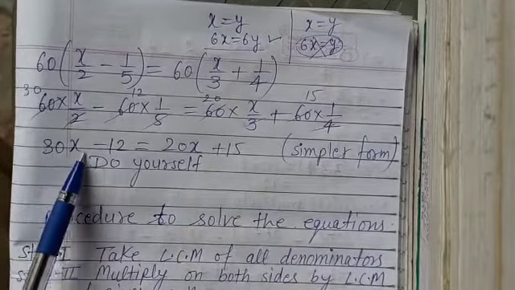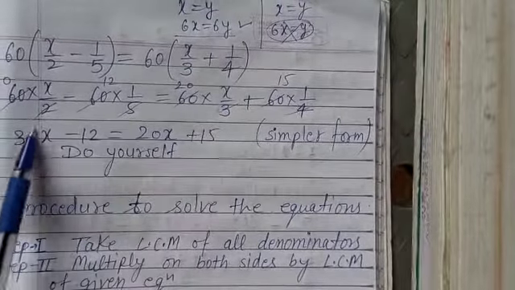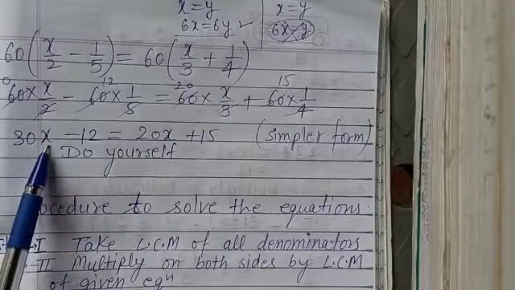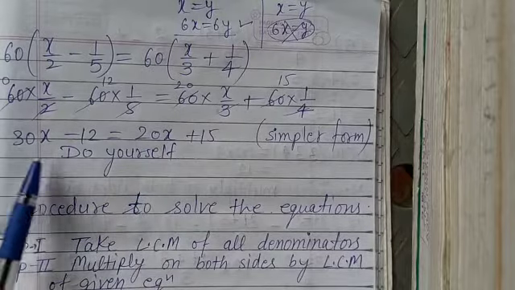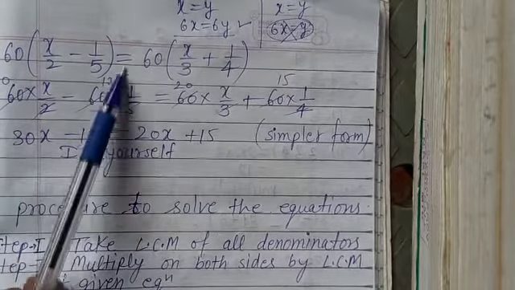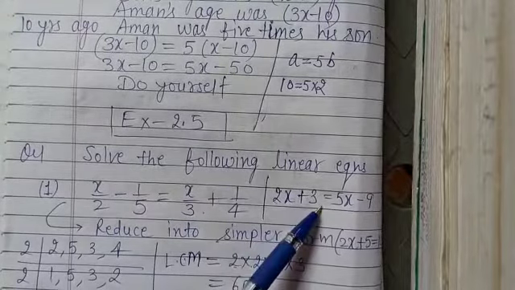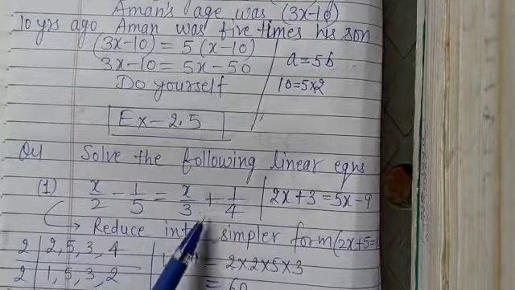Now look at this form. This is a simpler form, because now see the coefficients of x. The coefficients are integers, 30, 20. So this is the way to convert this form into a simpler form. Like this we can convert this form into a simpler form.